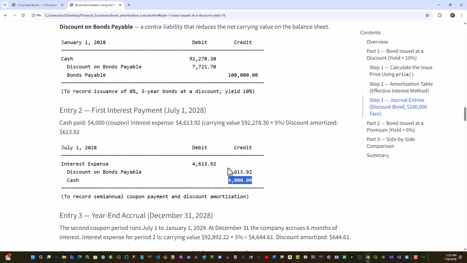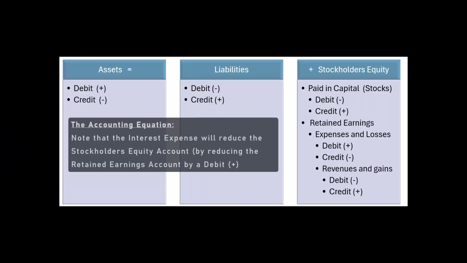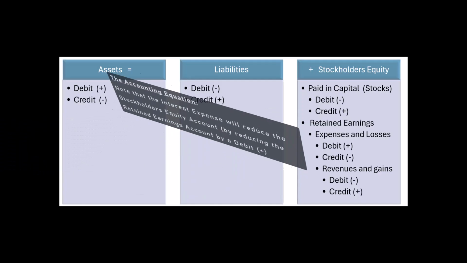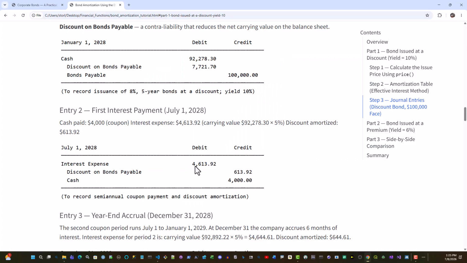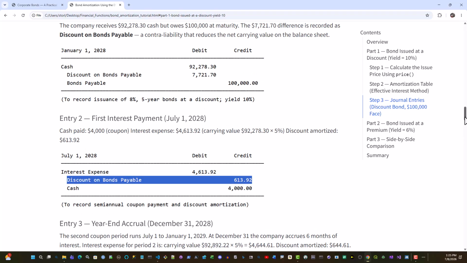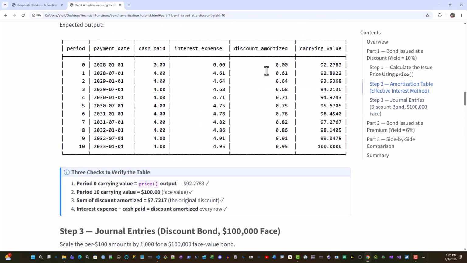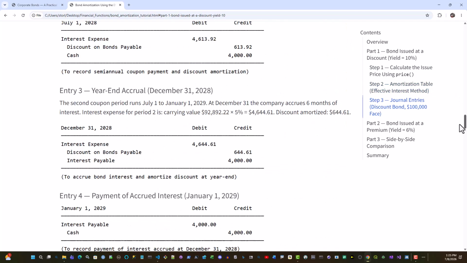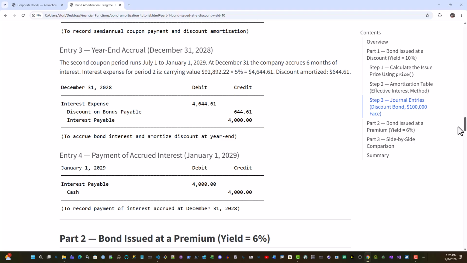An expense is an income statement account, and it increases by yield times the carrying value of the bond, okay? And of course, you are amortizing this using that effective interest method of 613.92, which is basically this number right here. So that's how that journal entry works. And then there's a couple more, and I'll let you look at them if you're interested.